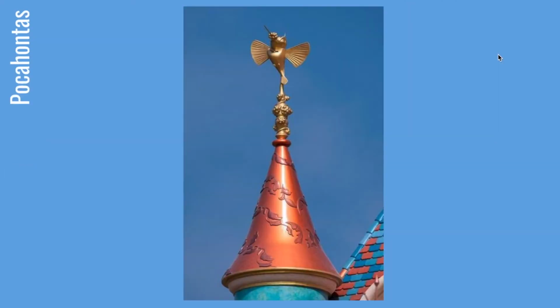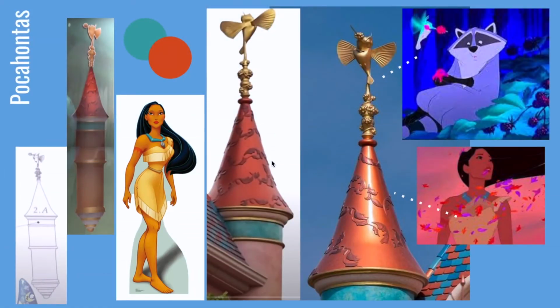So then we have Pocahontas. Pocahontas's has a bas relief, which means that it's coming out. And there's flowing leaf patterns, of course, from Colors of the Wind. We see the turret is this deep reddish copper color, similar to her tattoo color. We see the teal, that's similar to her necklace. And of course, on top, we see her friend Flit with raspberries in his nose from this scene in the movie.